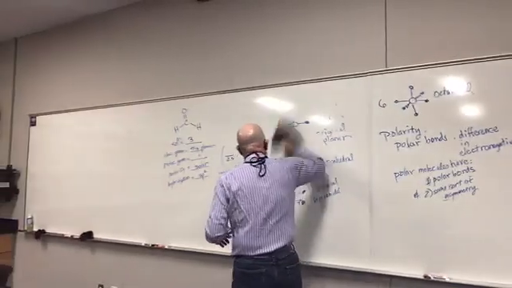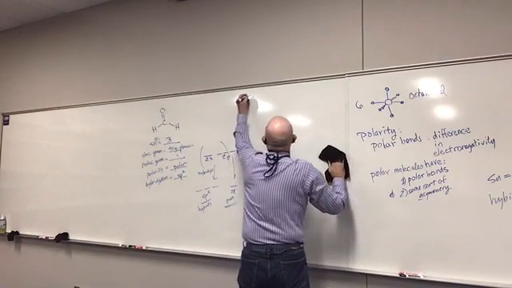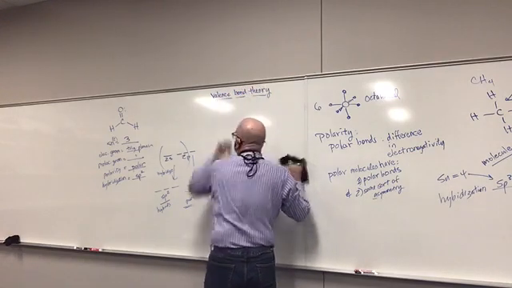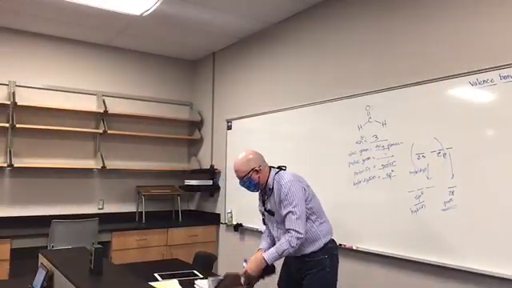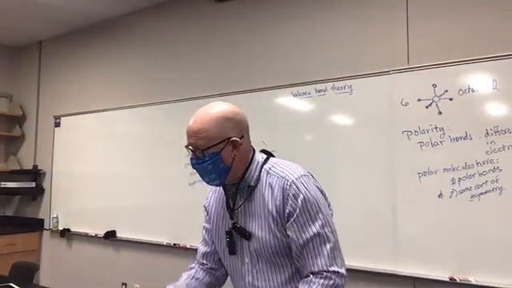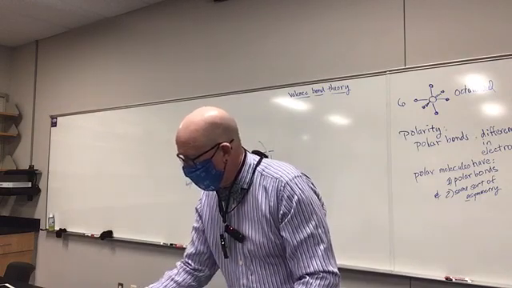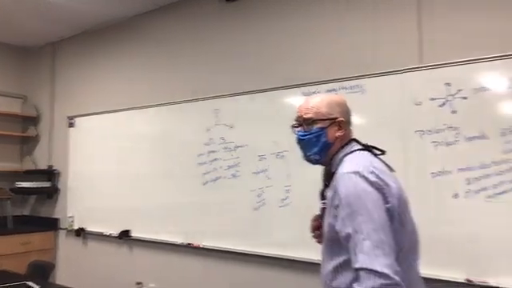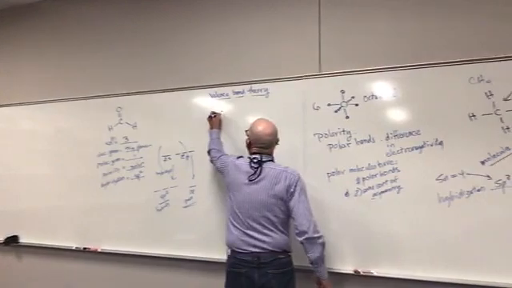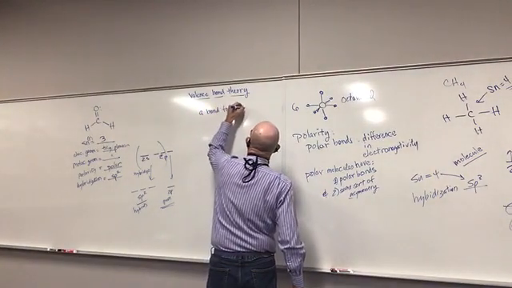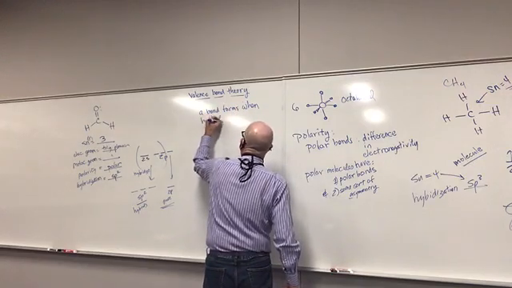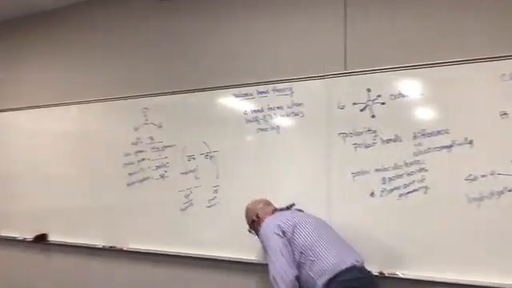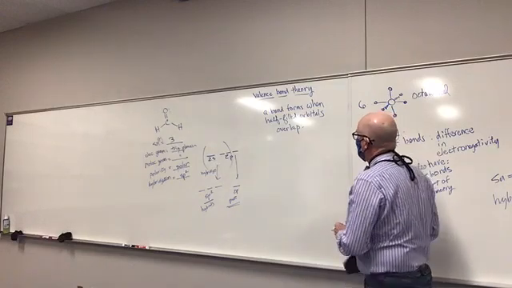So let's talk about this. You can look that up in your notes. There are 2 fundamental flavors that bonds come in. There are 2 fundamental theories to explain that. One of these is what's called valence bond theory. And it says very simply this: a bond forms when half-filled orbitals overlap.